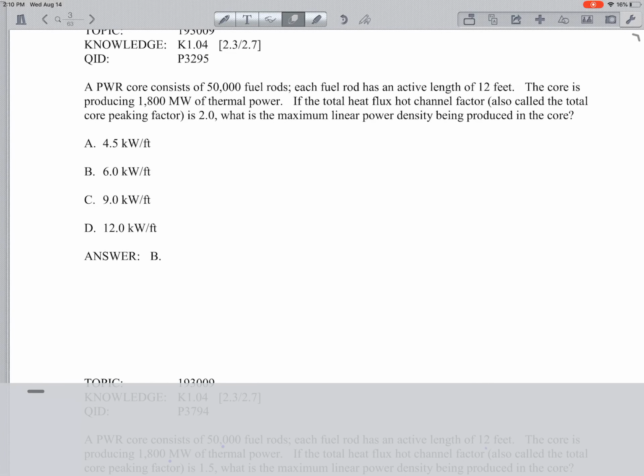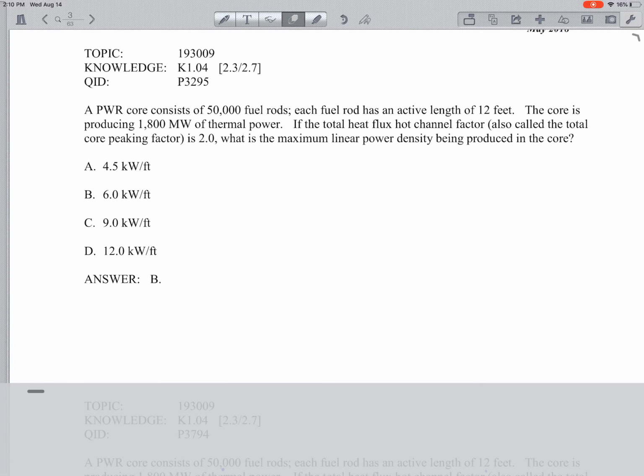All right, welcome back. This is topic 1930009. This is core thermal limits. And this will be a question that we'll have to calculate from hot channel factor the maximum linear power density. There's three questions on this.